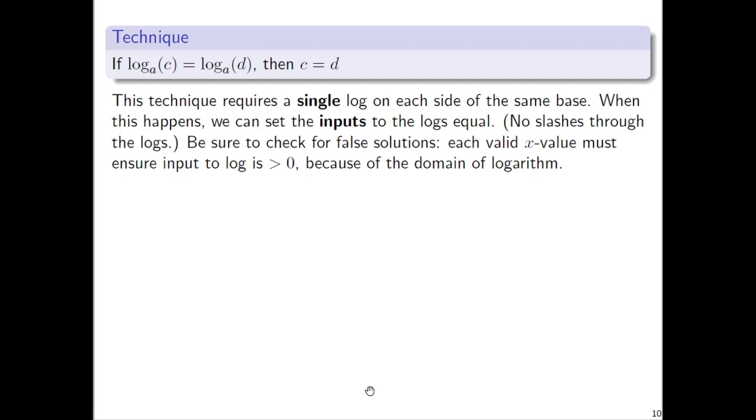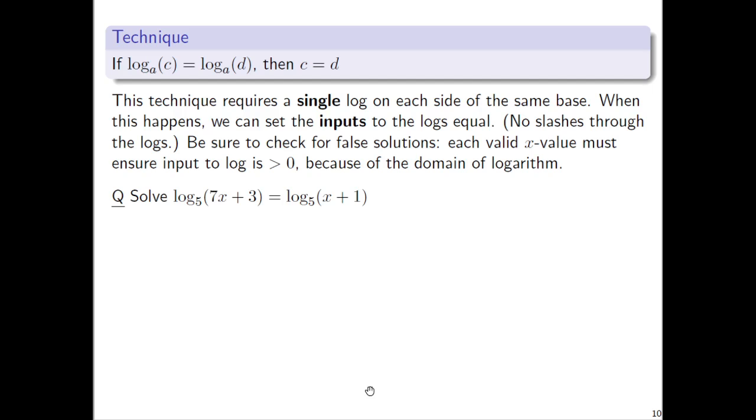An x value is going to be valid if the following happens. That x value has to ensure that the input to each log is greater than 0 because, again, of the domain of logarithm issue. So to solve log base 5 of 7x plus 3 equals log base 5 of x plus 1, notice there is 1 log on each side of the equation.